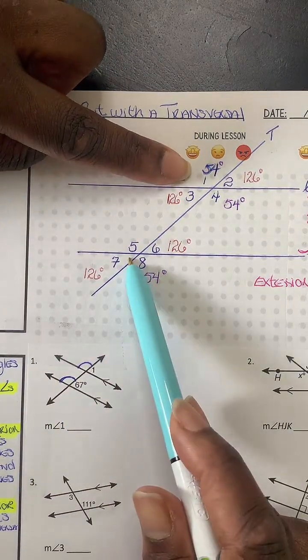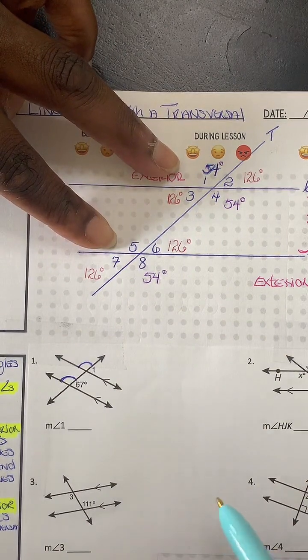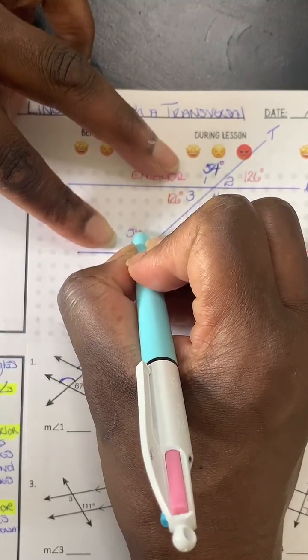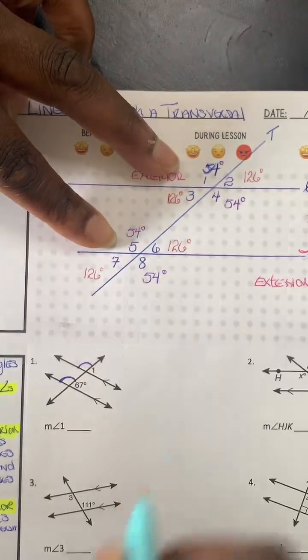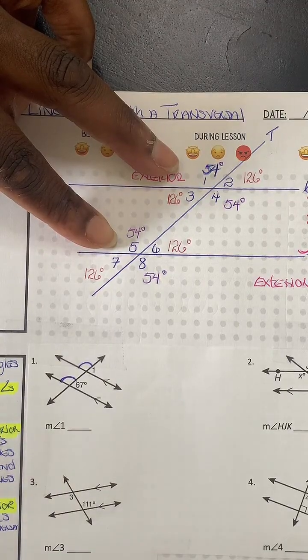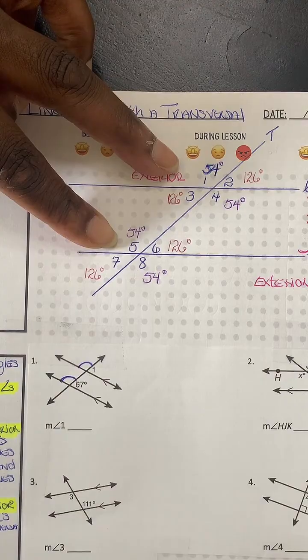Why 1 and 5? What type of angles are 1 and 5? Because they're congruent as well with our 54 degrees. What type of angle is 1 and 5? Geometry. Yes. What type of angles is 1 and 5?